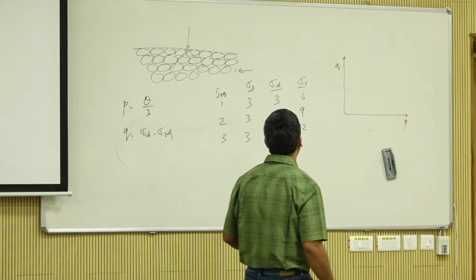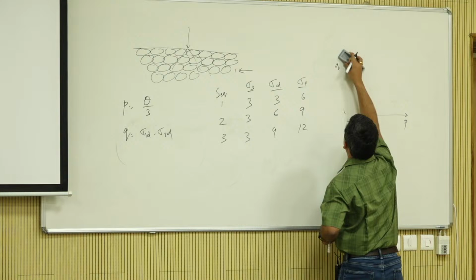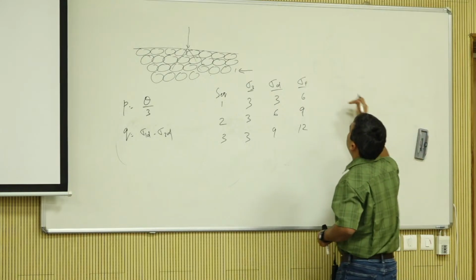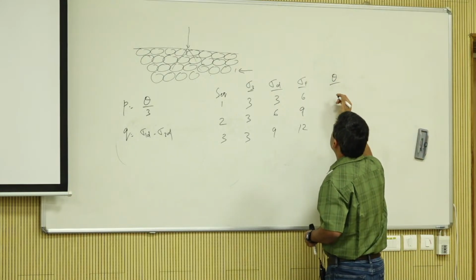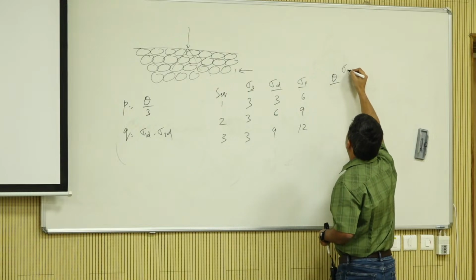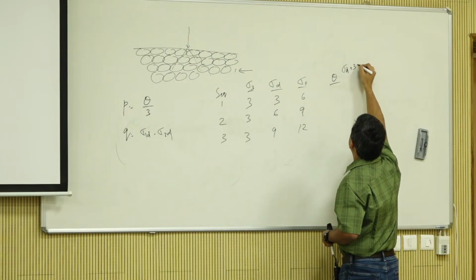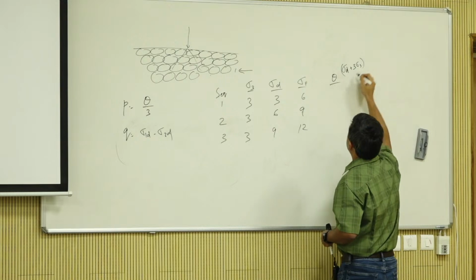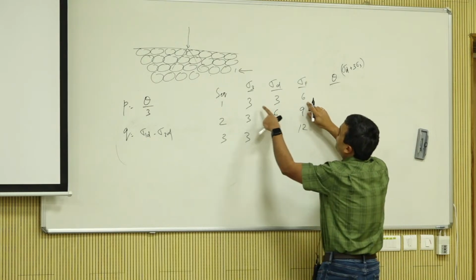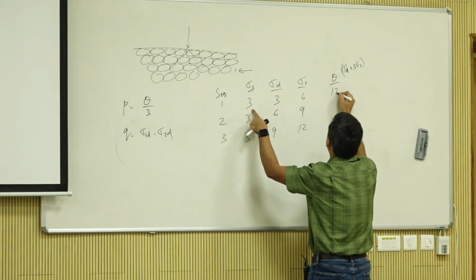Okay. So let's go through this. So what I said is P is theta over 3. So let's do theta here. Theta is what? Sigma 1d plus 3 sigma 3, right? That's what it is. So sigma 1d is 3 plus 9 is 12.